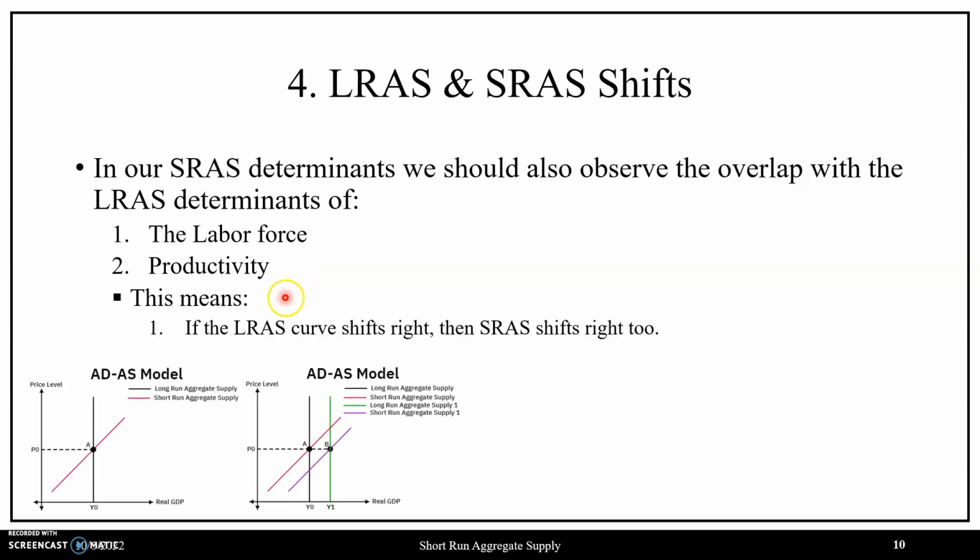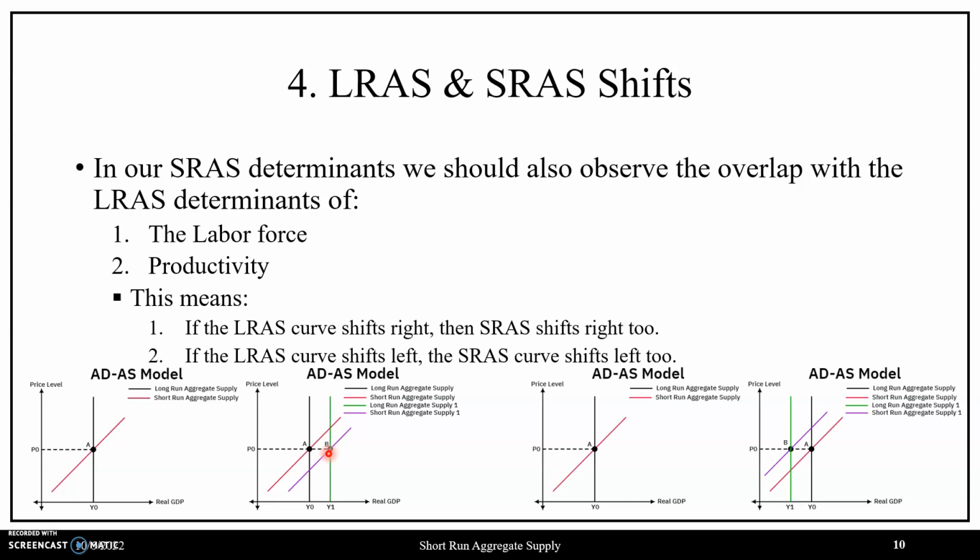So then what this means is that if there is a permanent increase in the labor force of an economy or a permanent increase in productivity, we have seen that this translates to an increase in potential real GDP or a rightward shift in the long-run aggregate supply curve. Well, we also know then in our previous discussion in our prior slides that this would translate into a rightward shift in the short-run aggregate supply curve as well, going from short-run aggregate supply to short-run aggregate supply 1 as well.